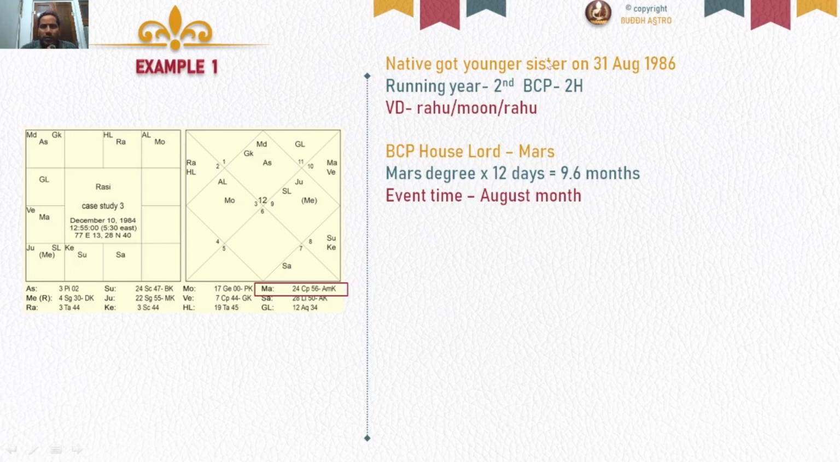So the event was the birth of a younger sister, which happened in August. Now count from December to August. You will find the event time will be August only. Count from December to January, February, March, April, May, June, July, August, right? So approximately 9 months. This is how you can easily predict that around August or September this event must have happened, right? And we will fine-tune this month also by the transit of the Sun. I will tell you how in the next video.